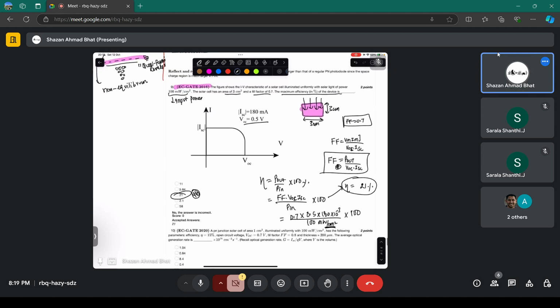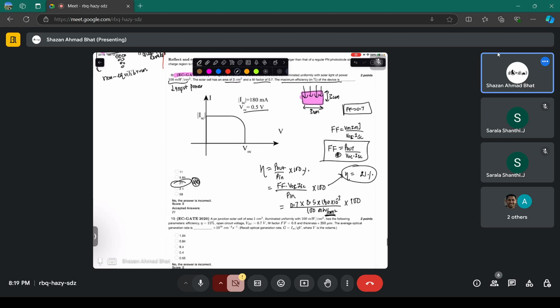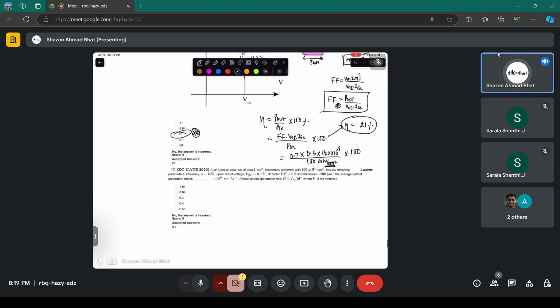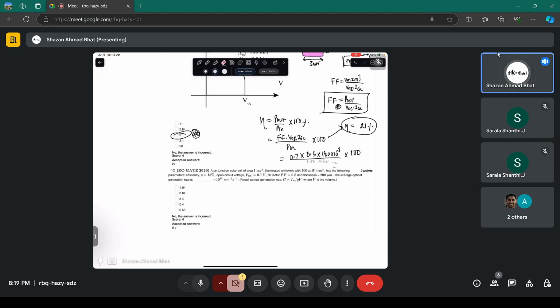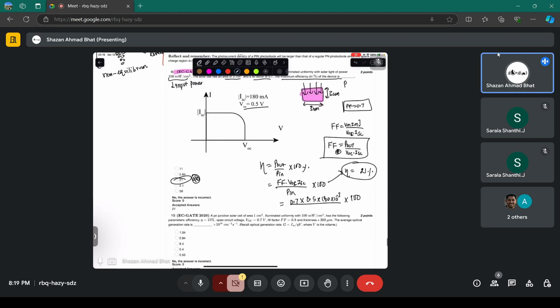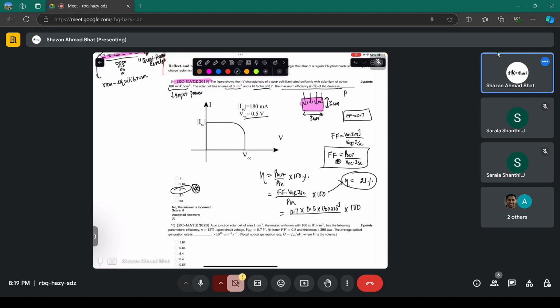And what else is required in this question? Oh, yes, there is a trick here. Whatever the input power is, you have to multiply it with the area, because we usually write power as power per unit area. You have to multiply the input power with the overall area. So it will be 100 milliwatts into 3, so it will be 0.3 watt.